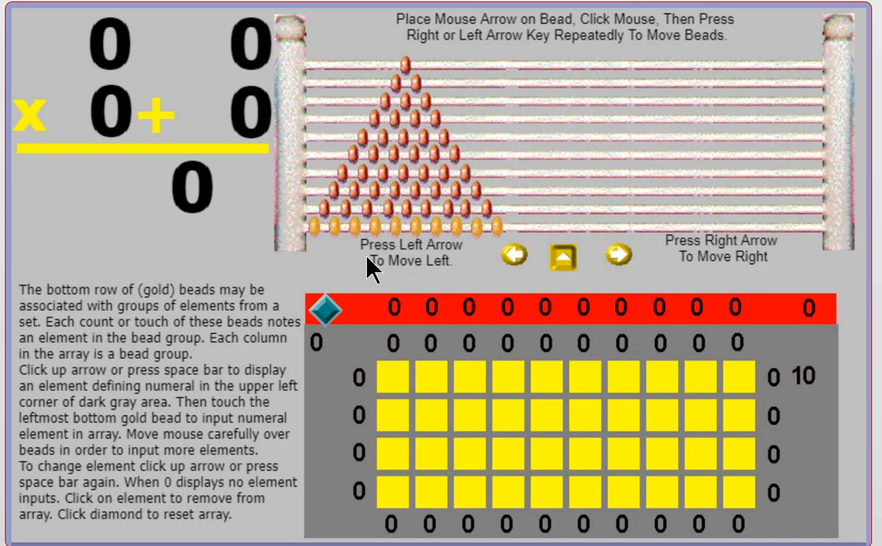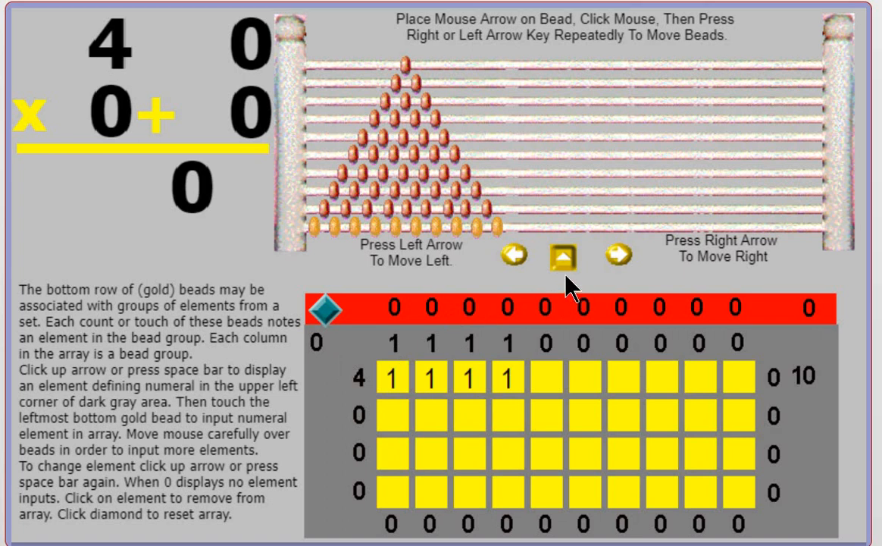For example, I touch this bead and that bead and that bead. I touch 4 beads, and that inputs an element in these columns, which represent the groups. Each column represents a group. And so each time I count or touch the first bead, I will input an element in the group.